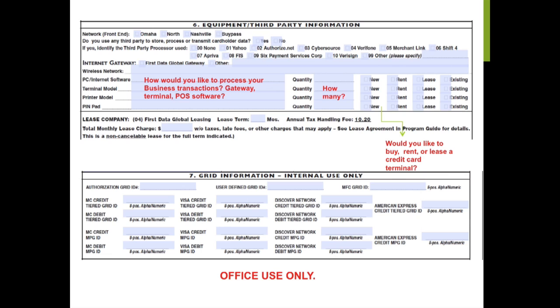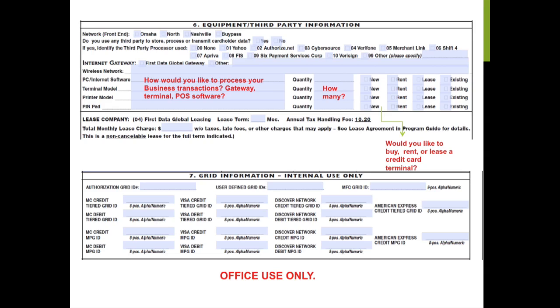Number 7, grid information, internal use only. As specified, this is office use only. This section is used by the admin staff to specify the fee structure of this particular MPA. And among these third-party processors, Authorize.net might be the most prominent firm.